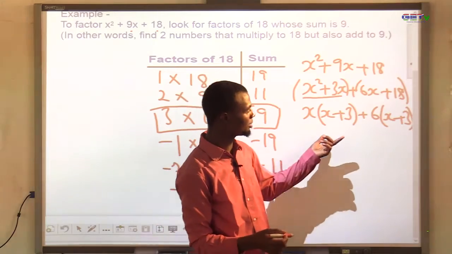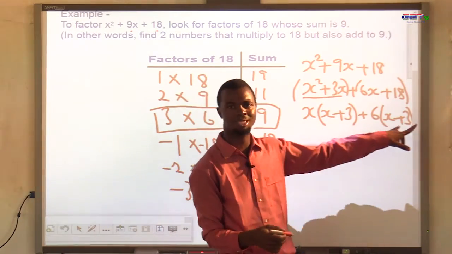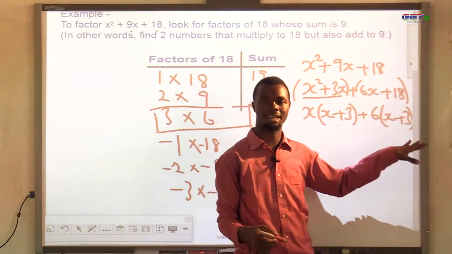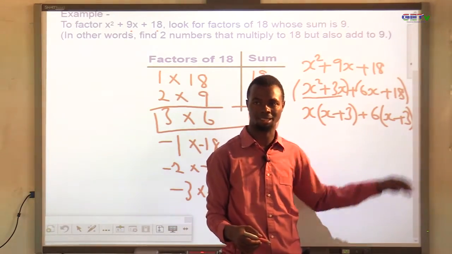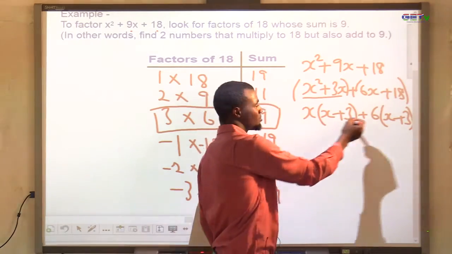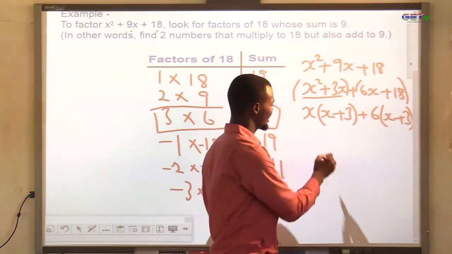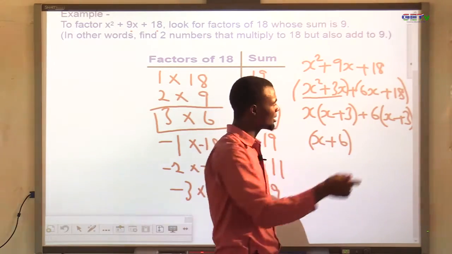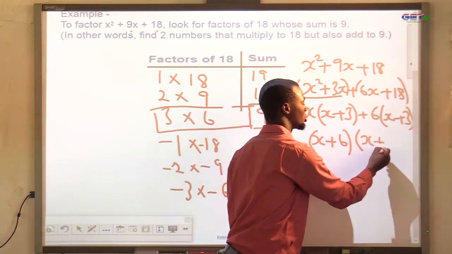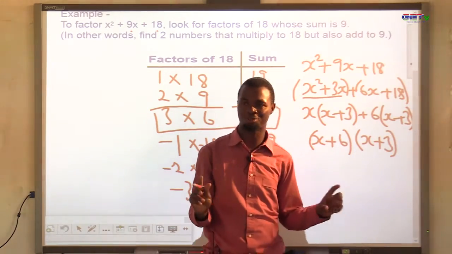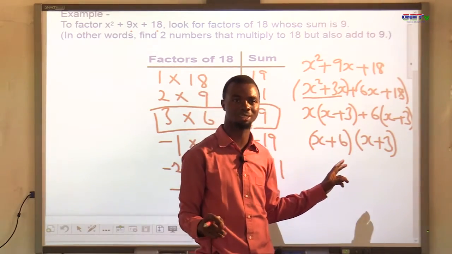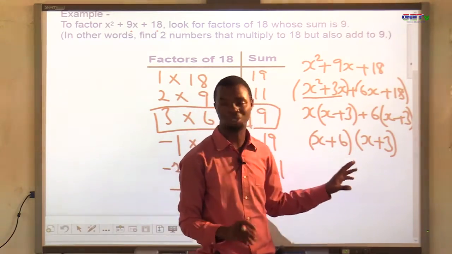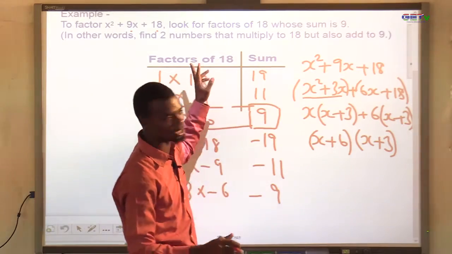At this point, you can see in the bracket you have the same thing. That is x plus 3 and x plus 3 at either side of the bracket. Now if you continue, you'll take the numbers that you have outside the bracket. That is x plus 6 in one set of the bracket. Then you have the other one, only one of them, x plus 3. This is how you factorize a quadratic expression in the form of a trinomial quadratic expression like this. So this is the way we factorize this expression.